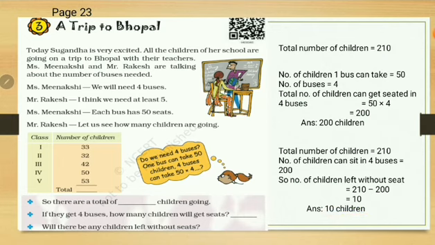So the answer for this will be: here the total number of children is 210, and the number of children that can come in 4 buses is 200, and the children left without a seat are 10. So this is your answer.